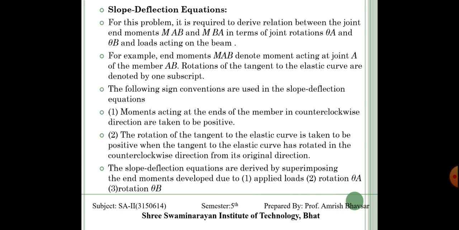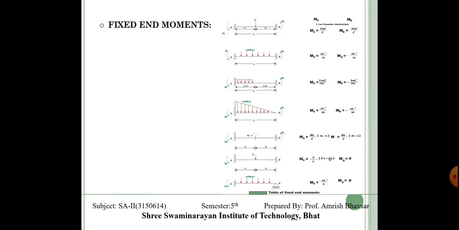First, moments acting at the ends of the member in the counterclockwise direction are taken to be positive. The rotation of the tangent to the elastic curve is taken as positive when the tangent to the elastic curve has rotated in the counterclockwise direction from its original direction. Now, the slope deflection equations are derived by superimposing the end moments developed due to the applied load, rotation of support A and rotation of support B.